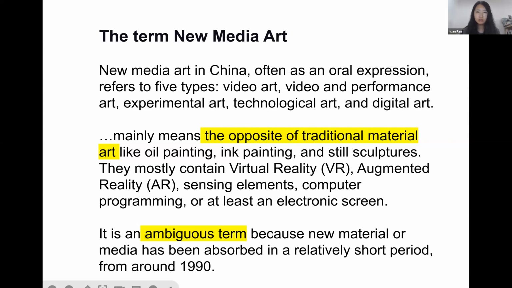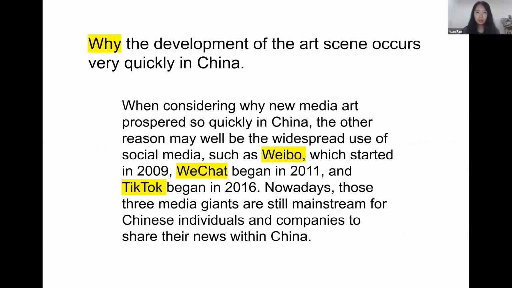1990. So why does the development of the art scene occur so quickly in China? That's because of the widespread use of social media, such as Weibo, WeChat, and TikTok. Nowadays, those three media giants are still mainstream for Chinese individuals and companies to share their news within China.